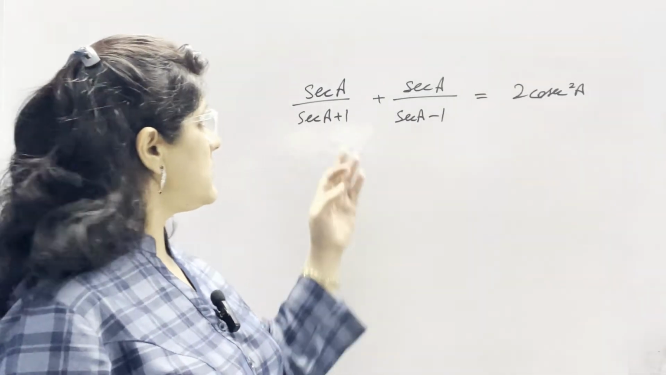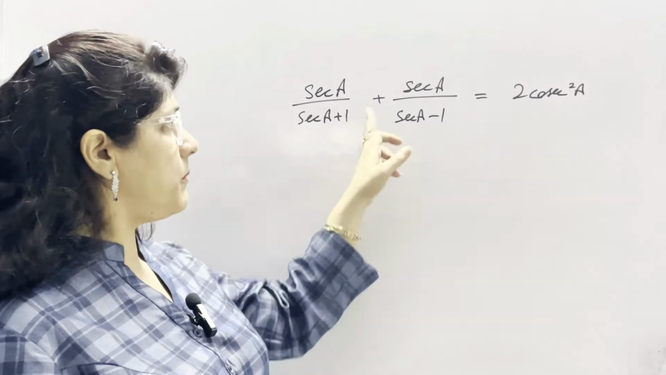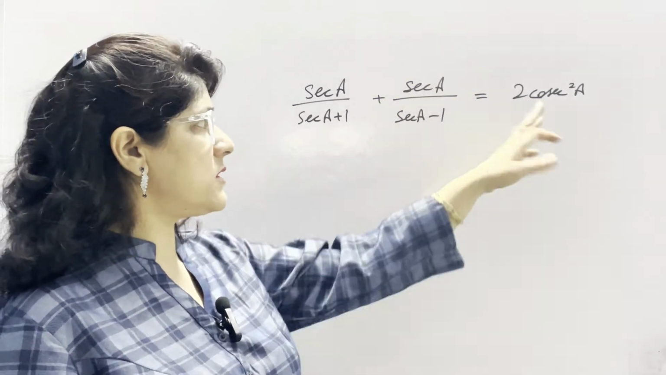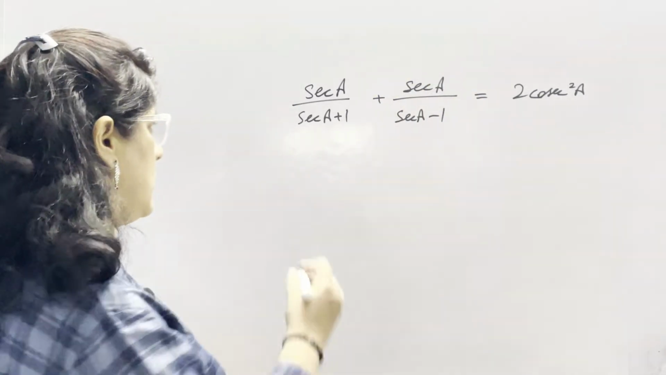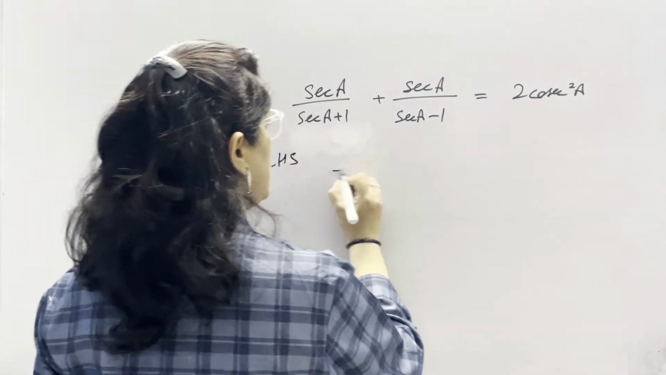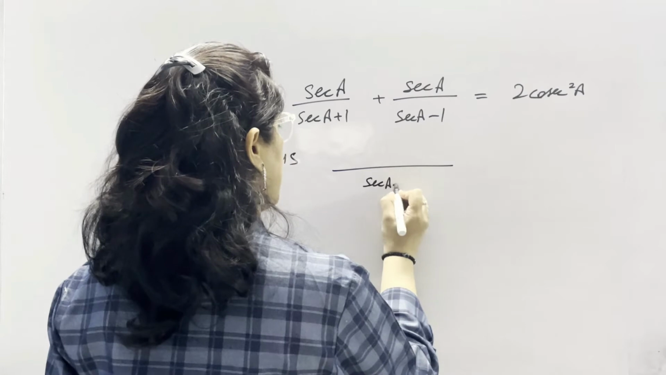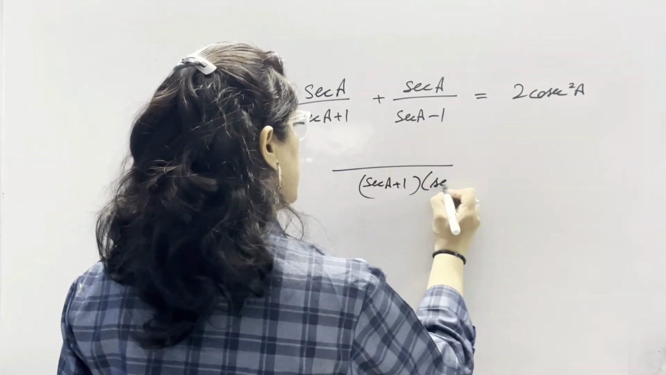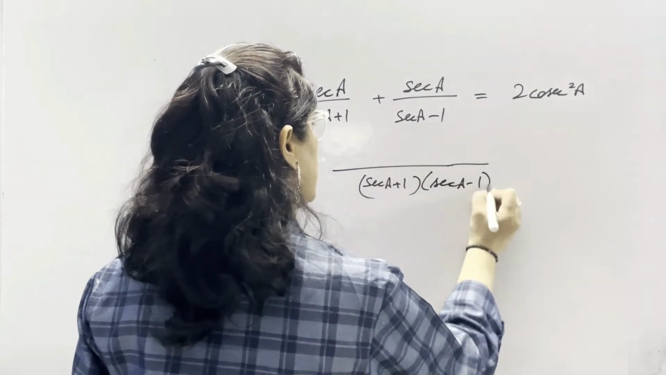Our next question is sec A upon sec A plus 1 plus sec A upon sec A minus 1 is equal to 2 cosec square A. Now coming to LHS again. In the denominator, sec A plus 1 and then sec A minus 1.